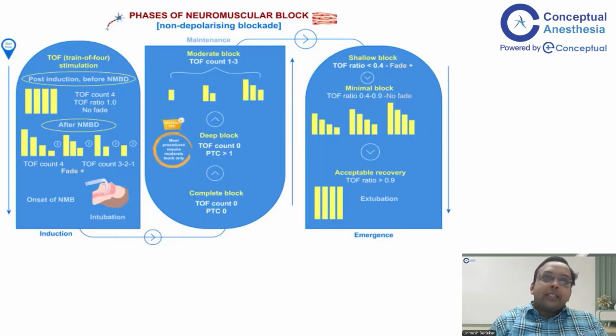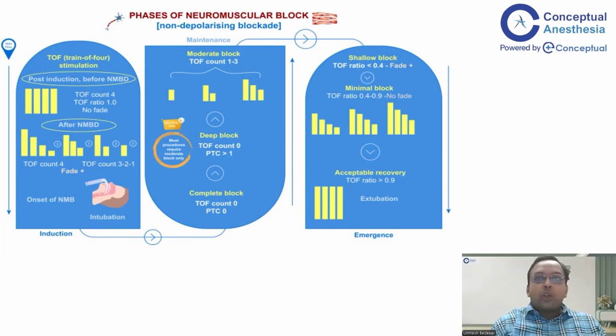So these are the phases of a non-depolarizing blockade post atracurium or vecuronium. A train of four count, or TOF ratio, is 1 before giving the neuromuscular blocking agent. When you administer a loading dose of atracurium, the TOF count gradually fades from 4 to 3 to 2 to 1. When the TOF count is 0, you can start intubation.